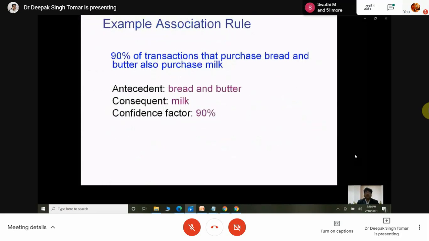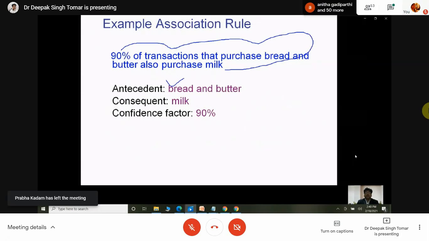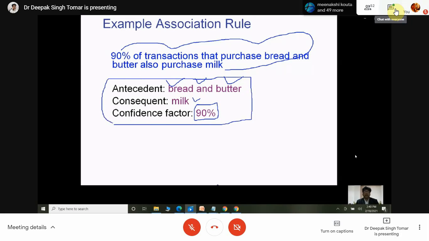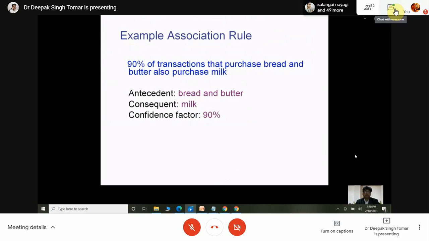A very simple example of a rule: 90% of transactions that purchase bread and butter also purchase milk. So the antecedent is bread and butter, the consequent is milk, and the confidence factor is 90%. It means that when they buy bread and butter together, 90% of the time they also buy milk. This is a very simple example of an association rule.